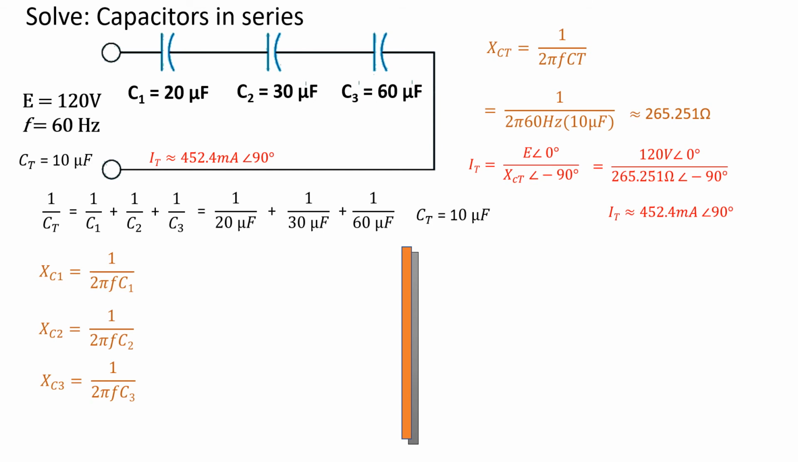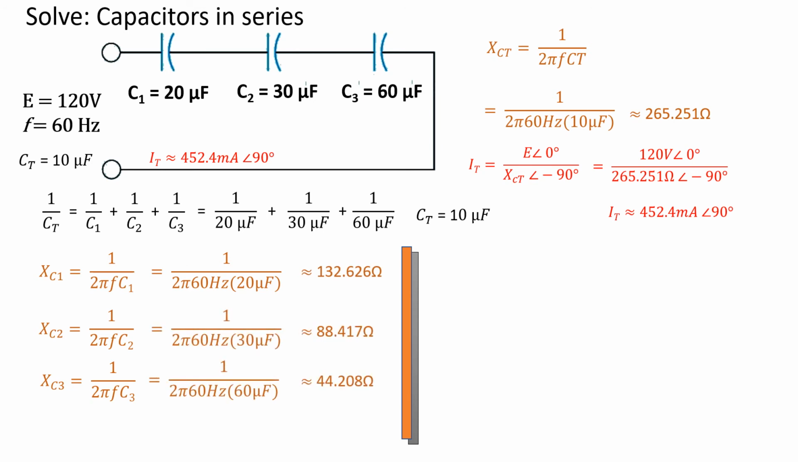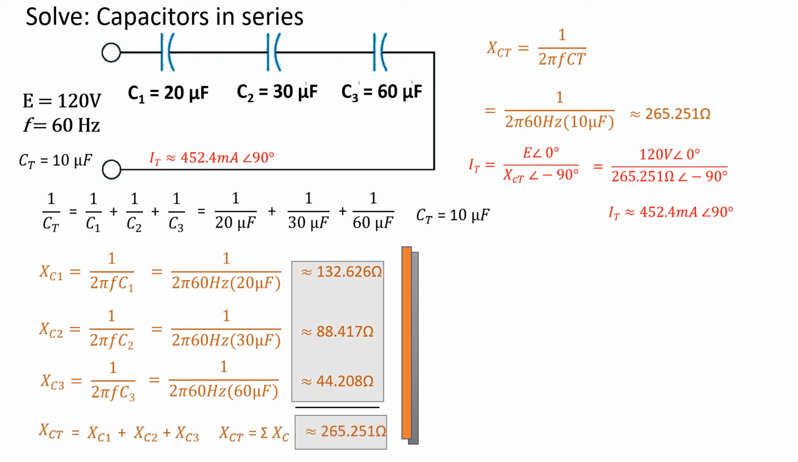Now let's take a look at our individual reactances, where XC1 should be about 132.626 ohms, XC2 should be 88.41, and XC3 will work out to be about 44.2-ish. If our Ohm's law formulas and principles for series still hold true, then the sum of those should get us back to our XCT. And sure enough, they do.